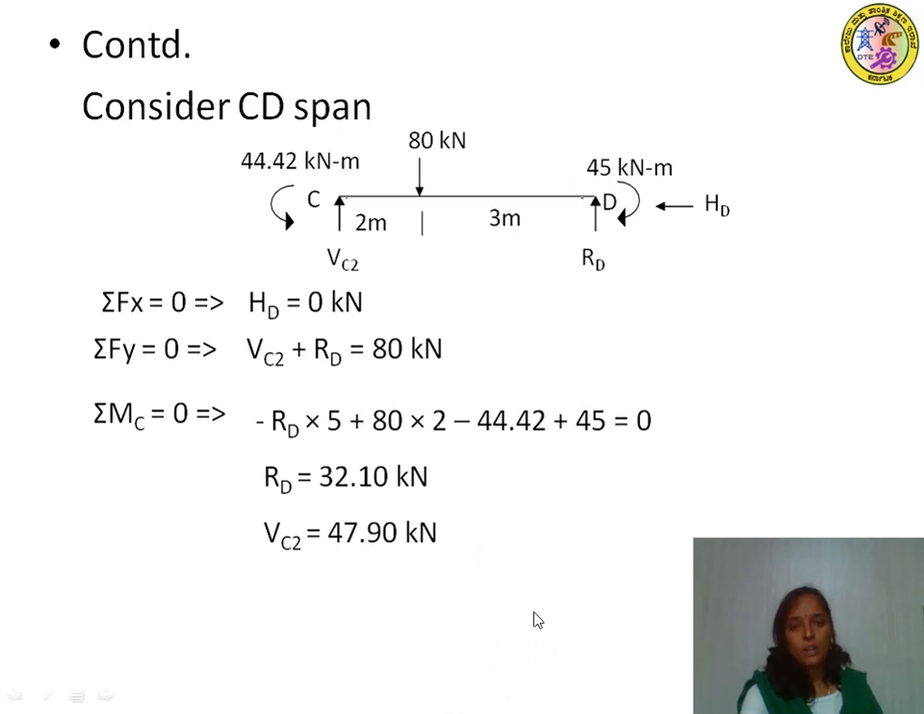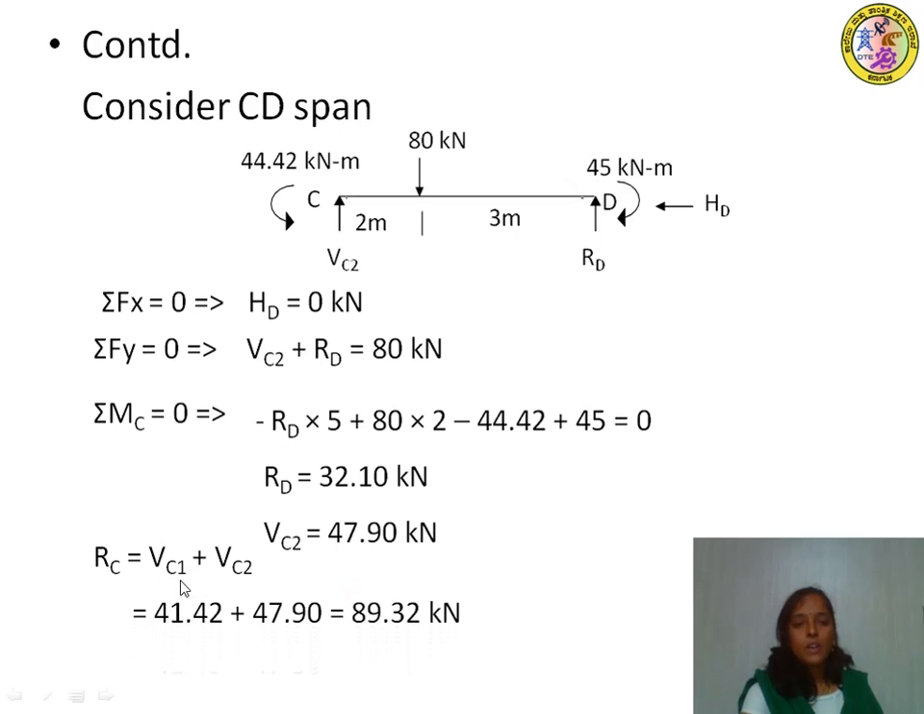Therefore, RC, reaction at C, is equal to summation of VC1 plus VC2. VC1 is reaction at C for member BC and VC2 is reaction at C for member CD. So that is equal to 41.42 plus 47.9, that will be equal to 89.32 kilonewton.